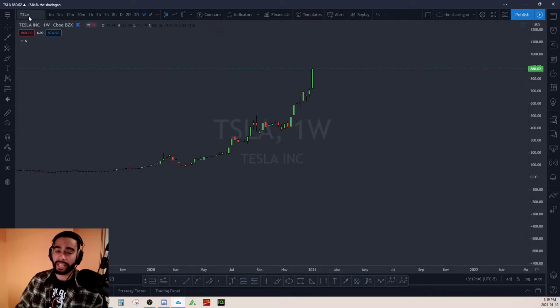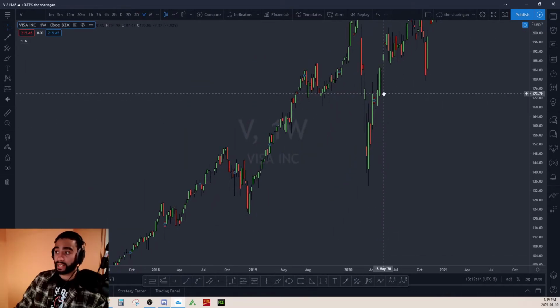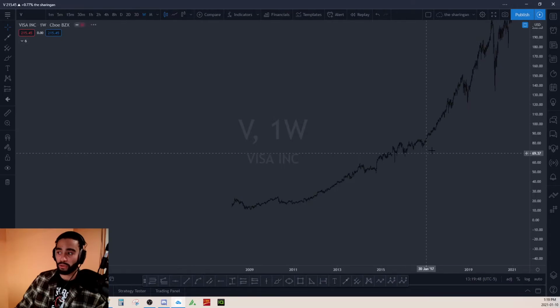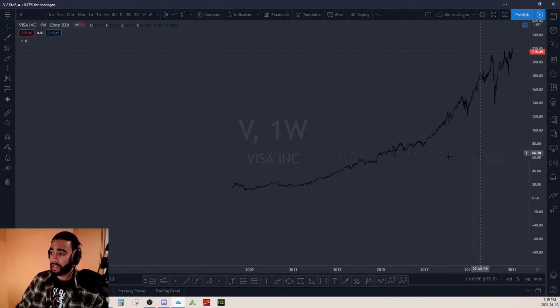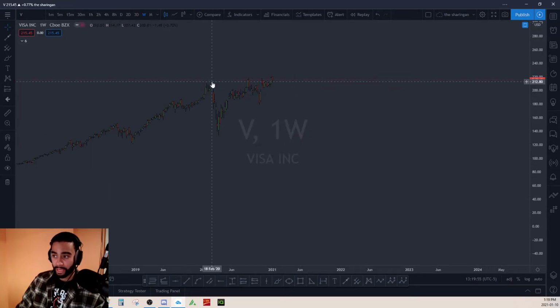If you were to look at another uptrend, for example, Visa. Now, Visa's been in a strong uptrend. This is probably the most safe bet you can make in the market, right? Ever since its inception, it's gone up. Even after the pandemic hit, right? It drew down over 30%, and then it gained right back. I would consider this little area here equilibrium.